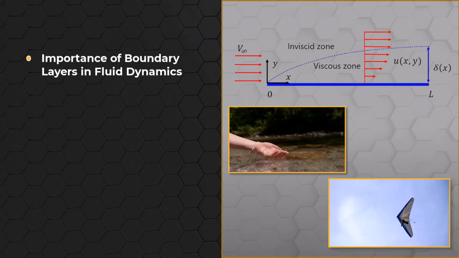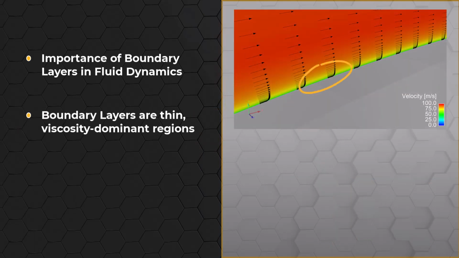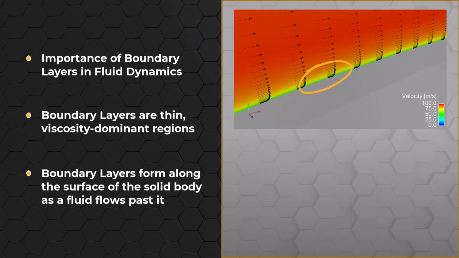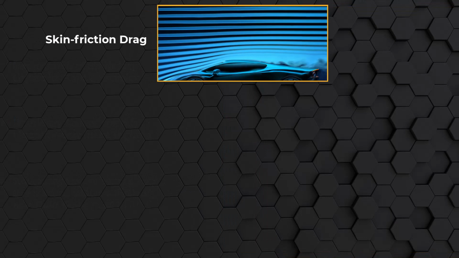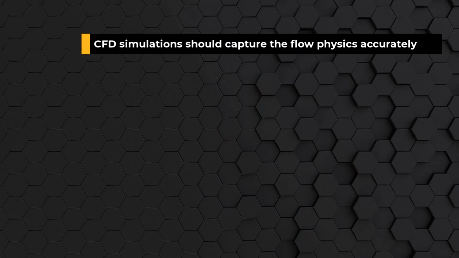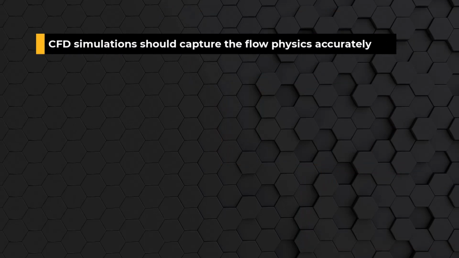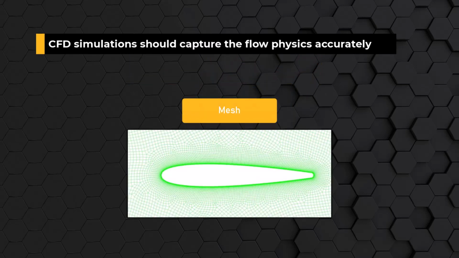We are well aware of the concept of boundary layers in fluid dynamics and their influence on the overall fluid flow. These thin viscosity-dominant regions that form along the surface of a solid body as a fluid flows past it play a significant role in defining skin friction drag, heat transfer, aircraft wing stall, etc. Hence, it is critical to ensure that CFD simulations properly model the physics of the fluid flow in these regions. In addition to using appropriate numerical schemes, it is necessary to ensure that the mesh in these regions is fine enough to adequately capture fluid flow behavior.